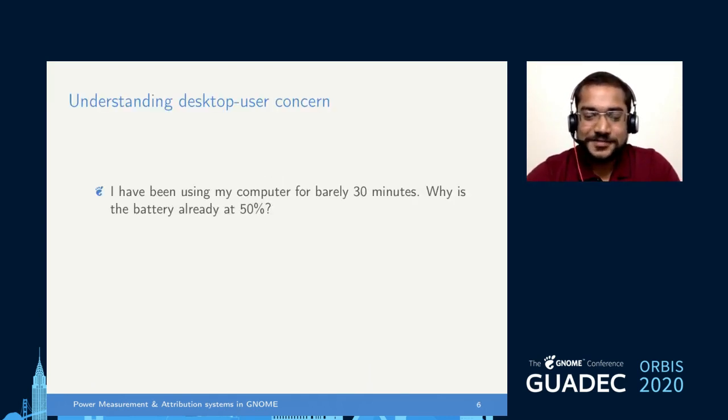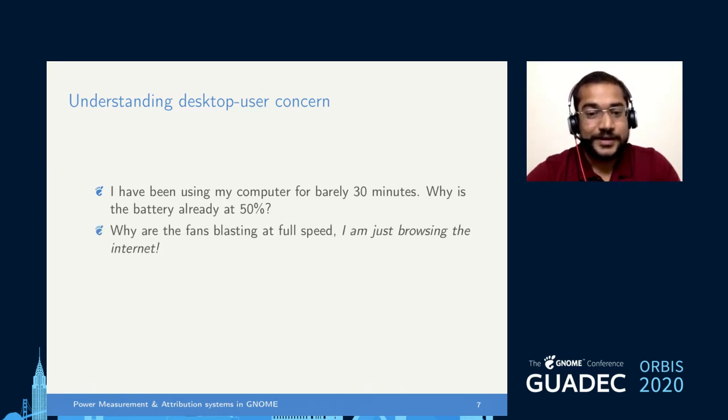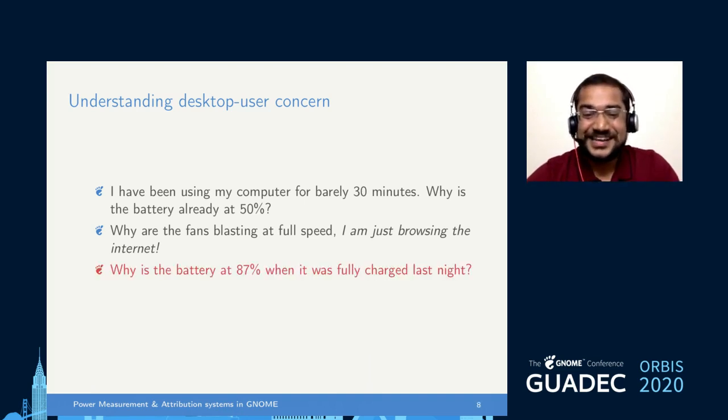All right. So I think all of us have faced these kind of situations: I've been barely using my system for 30 minutes and the battery is already at 50%, or maybe why are the fans running at full speed? I'm just using Chrome. I'm just using Firefox. I'm just checking my mail. Why is the fan blasting at full speed? I have no clue what's happening in my system, right? And this one is even more perplexing, I would say. I just charged my laptop full last night, and today morning when I opened it up, it's 87%. Sometimes it's even dead when the battery is like 15% at night. So this is really interesting to understand what is happening. Why is my laptop not sleeping when it should be sleeping, right?